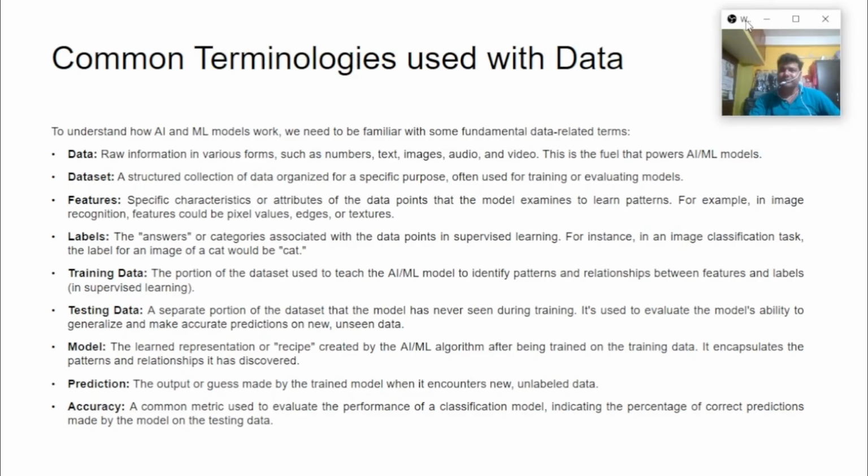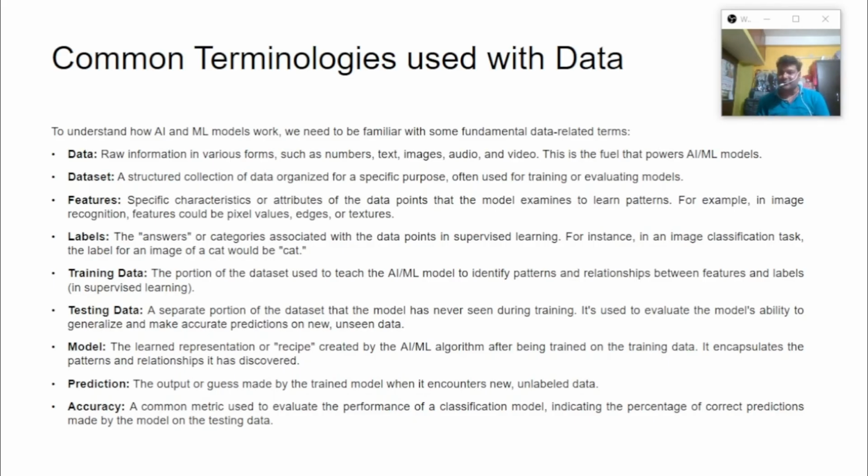The second section is about common terminologies used with data. To understand how AI and ML models work, we need to be familiar with some fundamental data-related terms. First one is data. This is the raw material, the raw information in various forms. Second one is data set, a structured collection of data organized for a specific purpose, often used for training or evaluating models. This is called a data set.